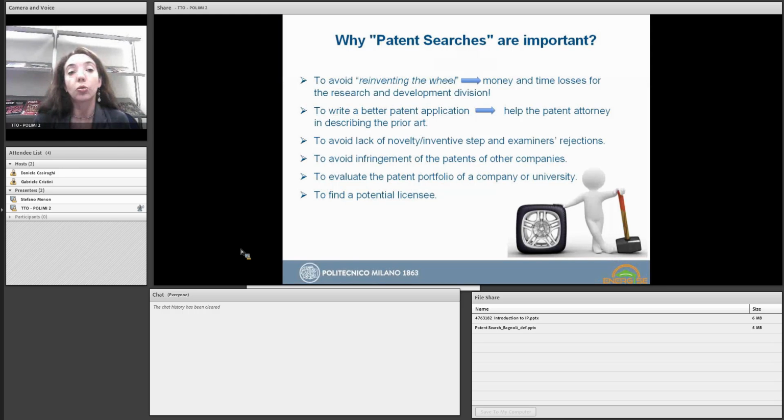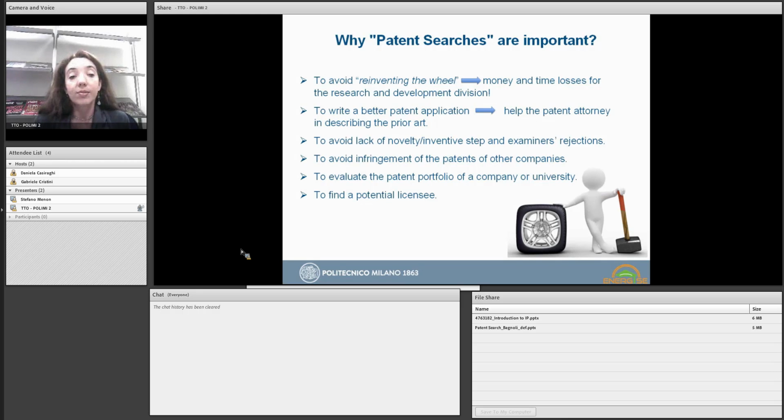So why perform a patent search? Because I want to avoid reinventing the wheel. I want to avoid losing money and time on research and development in a field that is already exploited by someone else. Moreover, searching for patents about my invention is useful to write a better patent application. It can help the patent attorney to describe the prior art, to focus on the background of my invention and to write a good patent application.